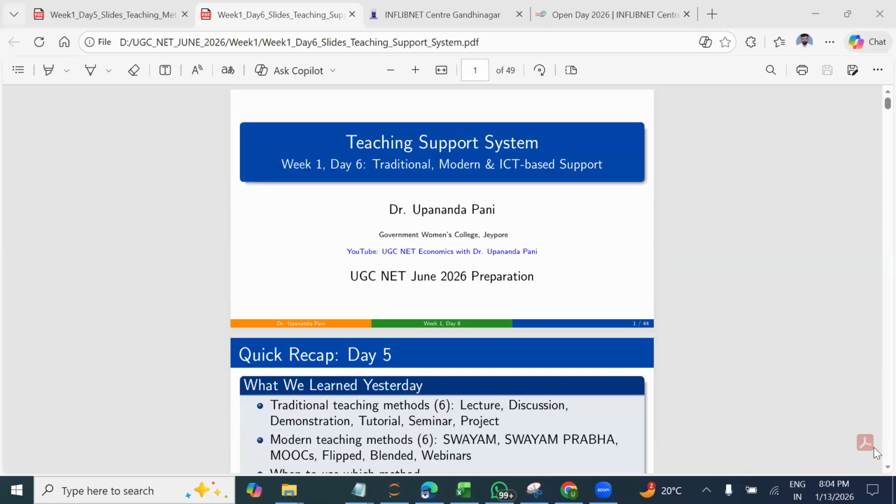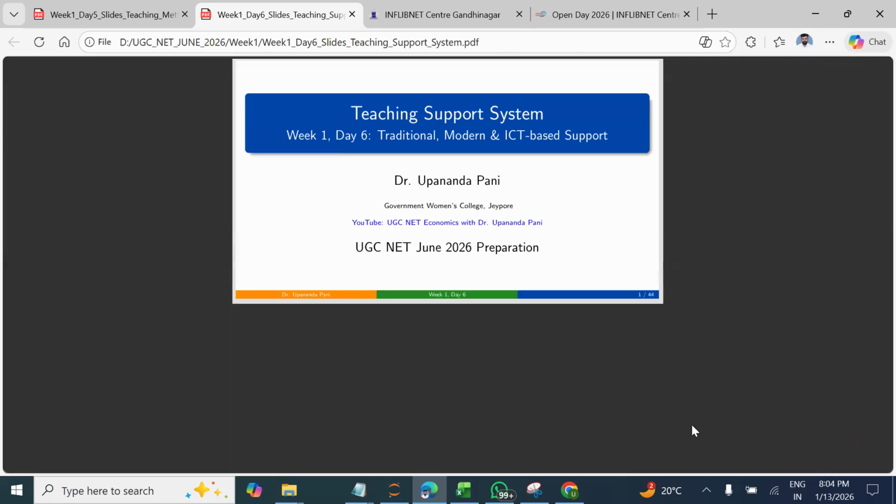So, today we are going to discuss teaching support system. This is a very important section in the Unit 1, Paper 1 syllabus. So, we are going to discuss at length, right? Because there are various questions which come from these sections, we'll also go through the Inflinet website and see what are important sections for you in this section. So let us try to understand.